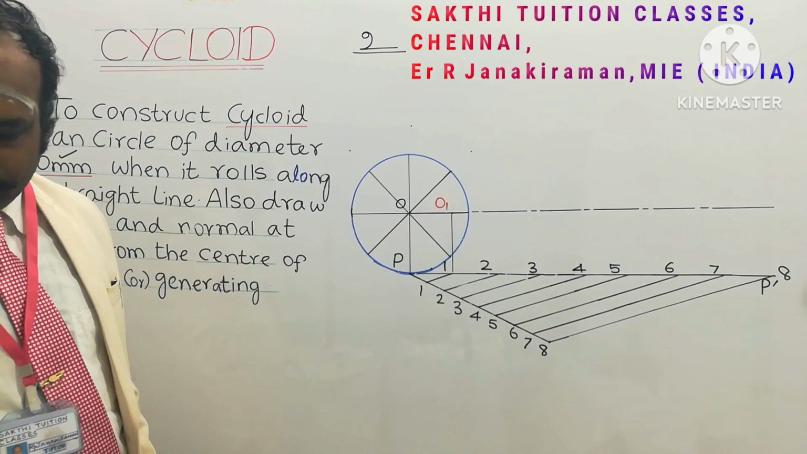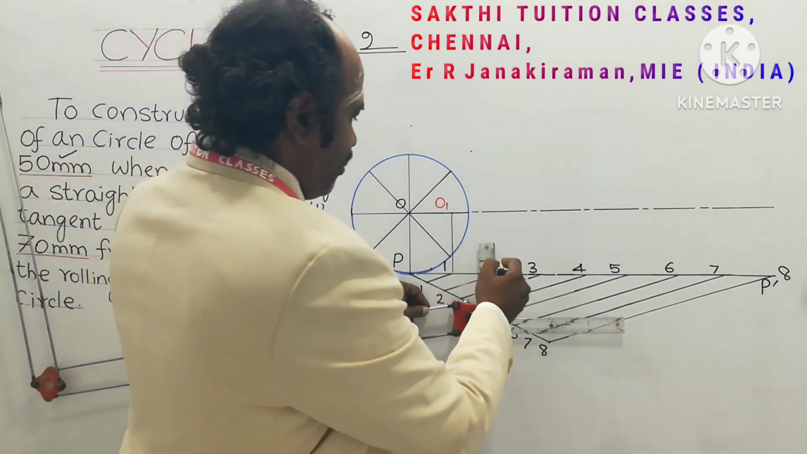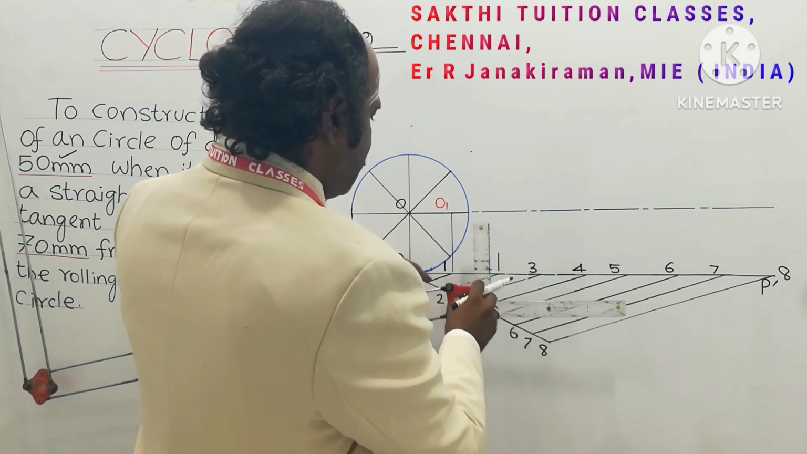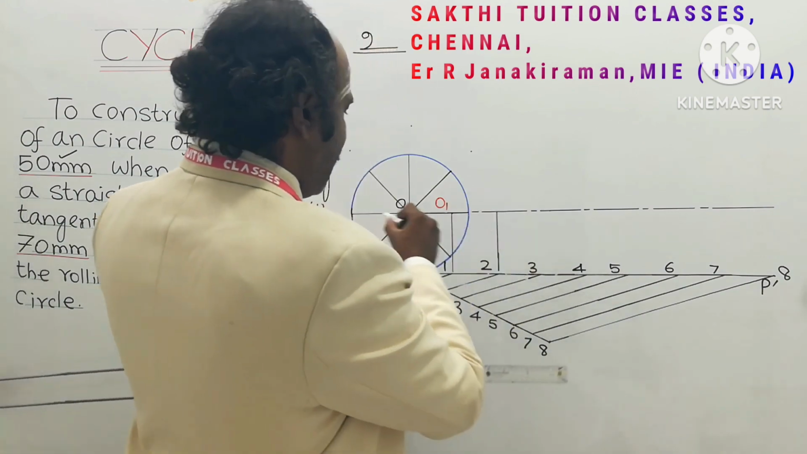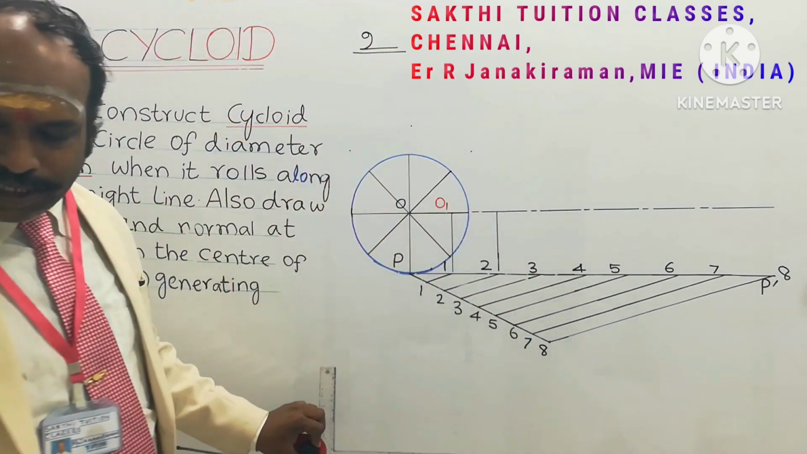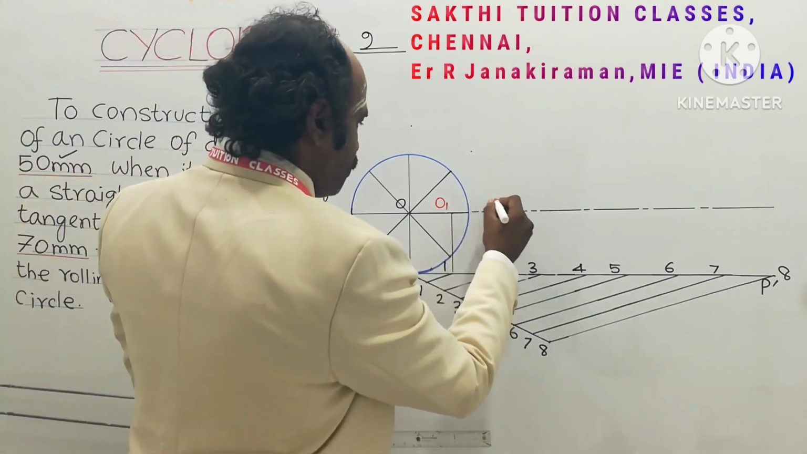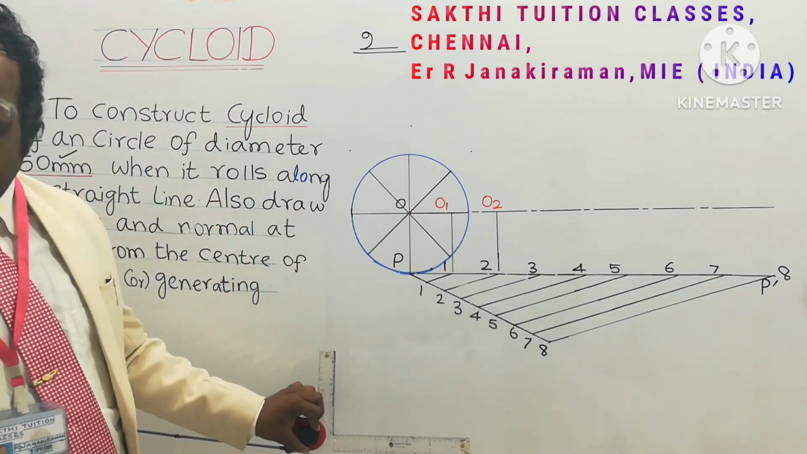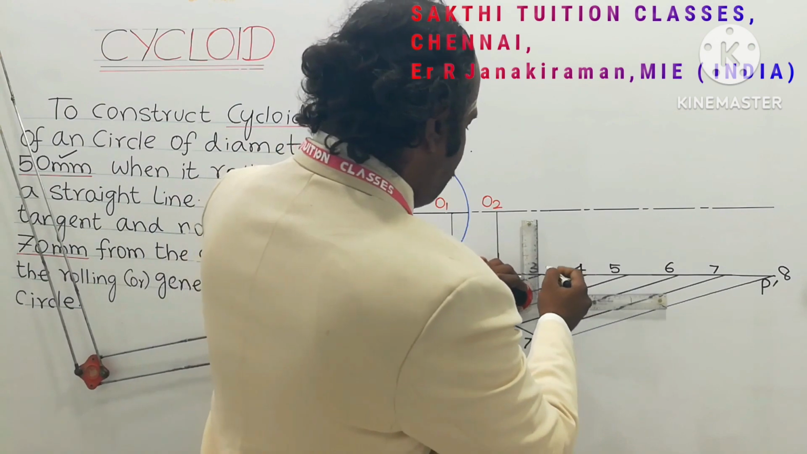Similarly, you will repeat the procedure for all other points. From 2 on the fixed straight line, draw one vertical line. So this line, where it intersects with the center line passing through the center point, is marked as O2. This point shall be marked as O2. Understand? O suffix 2. So repeat the process for all the 8 points.